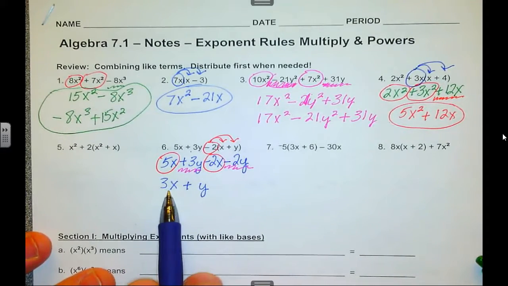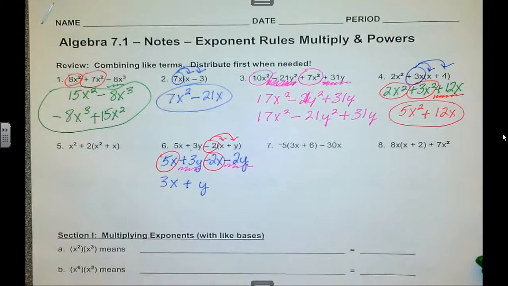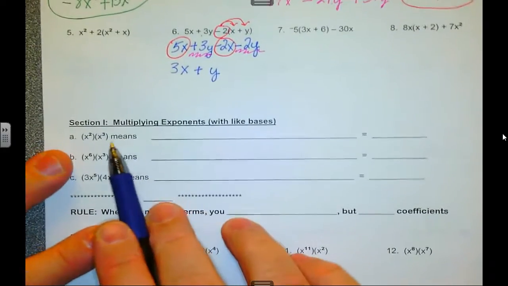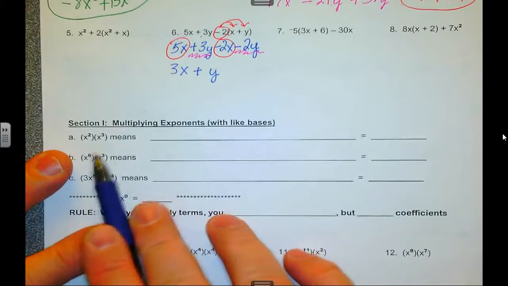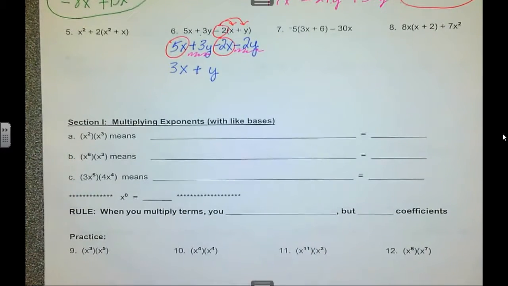No, it's not 3x squared because I'm not multiplying them. Okay? In fact, that's exactly what we're going to do next. Okay? When I combine them, when I'm adding or subtracting, I keep the exponent as is. Here's that first rule. When I'm multiplying with the same bases, means I'm going to add the exponent.